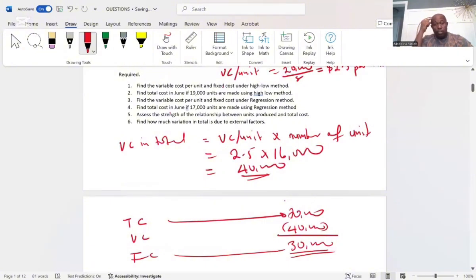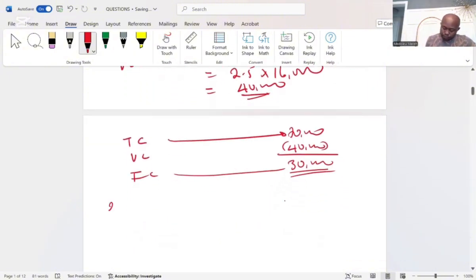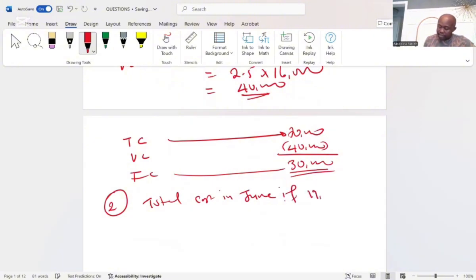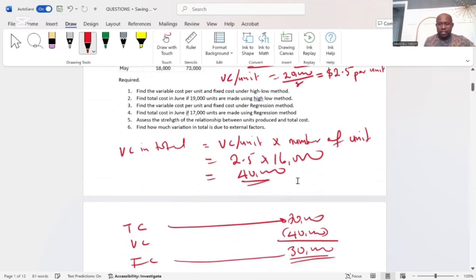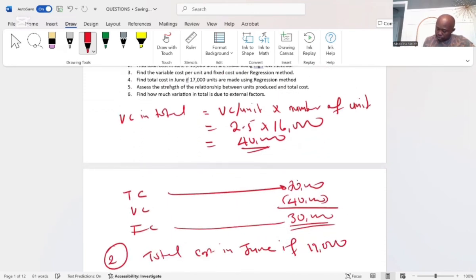Now move to requirement 2. Find total cost in June if 19,000 units are made using the high-low method. Okay, this is now requirement 2: total cost in June if 19,000 units are made.